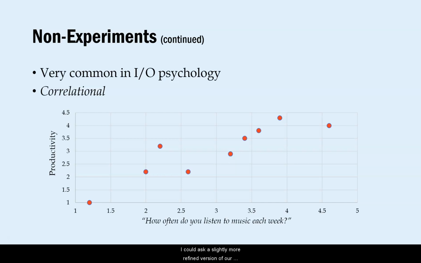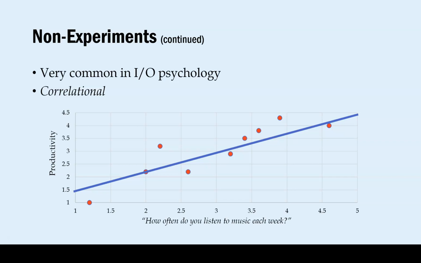So in this case, I could ask a slightly more refined version of our research question, which is, does the more a person listens to music relate to their productivity week by week? So I could ask people in a survey, how often do you listen to music each week? And I could measure something about their productivity on a weekly basis. And I have all these data points from a handful of people in a survey, and I could draw a line of best fit through all of these points, and that's our correlation. Because that correlation slants upward, I can conclude that the more someone listens to music, the more productive they are.